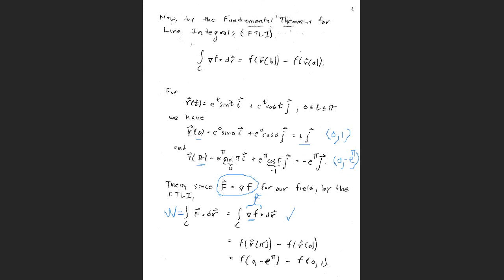So you're just substituting in for vector field F. So the vector field F is equal to the gradient of a function. So when I compute the work, I can replace this vector field F with the gradient of my function f. And now we use the fundamental theorem of line integrals, and that gets us down here.